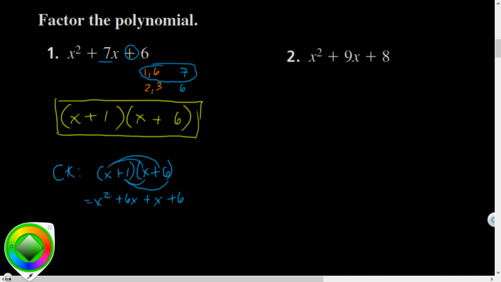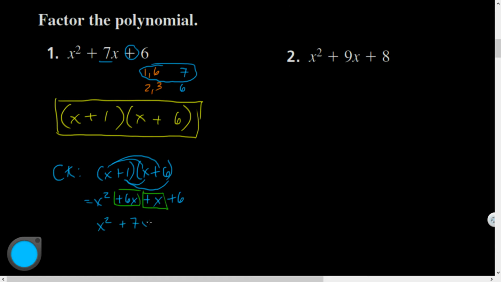And then if I combine the like terms 6x plus 1x, notice I do in fact get x squared plus 7x plus 6. And that is what I started with. So it worked out. All right? So cha-ching, we found the factored form. We found it. Let's see if you guys can try part 2 here.